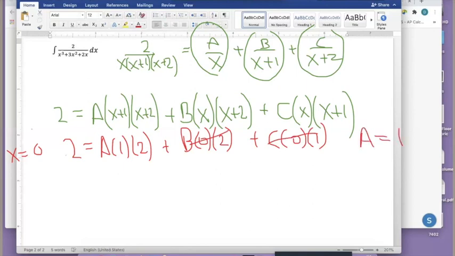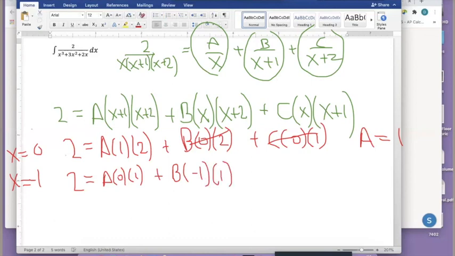Okay, what if we use x equals -1? We want to be clever about choosing values of x that get rid of 2 of the 3 terms. So when we use x equals -1, we've got 2 equals A times 0 times 1. That one's gone. Plus B times -1 times 1. Okay. And then plus C times -1 times 0. And there we go. We got B is equal to -2.